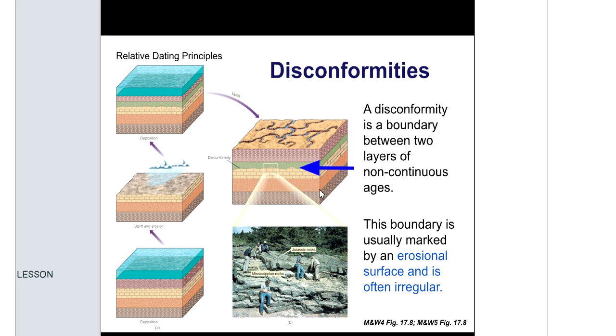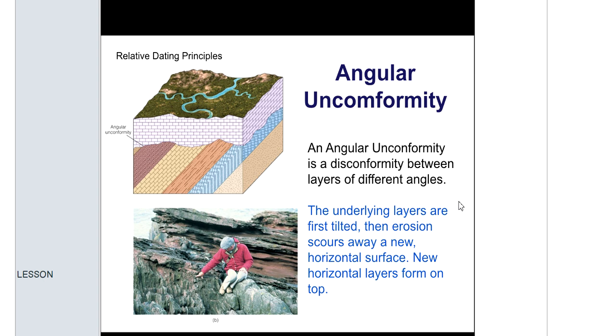Basically, the disconformity means a boundary between two non-continuous rock ages. So it means some type of unusual erosional surface, and the boundary is usually not smooth. It's very irregular. We're going to take a look more closely at some of these.